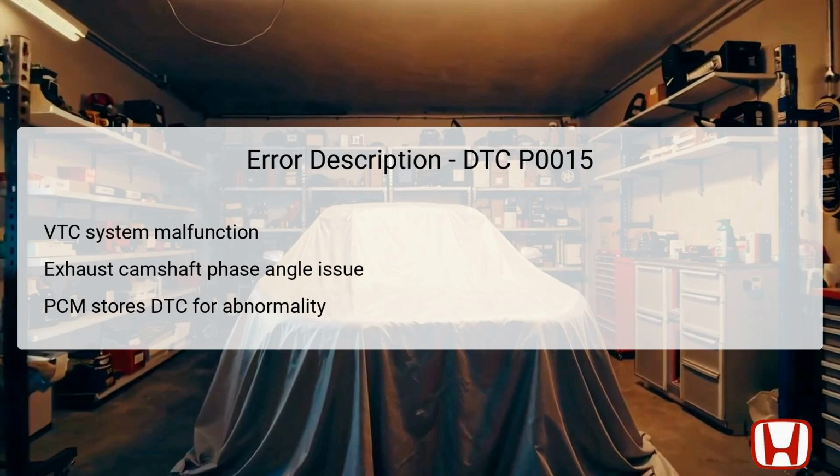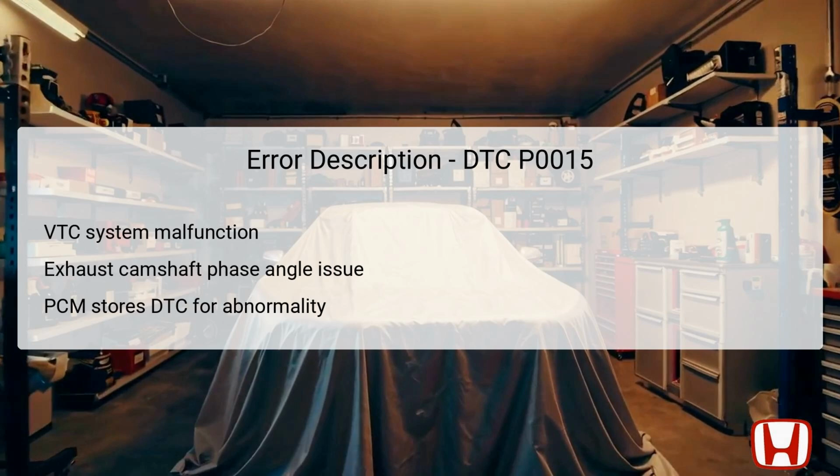The DTC P0015 indicates a malfunction within the variable valve timing system, specifically related to VTC Actuator B, which is responsible for adjusting the timing of the exhaust camshaft. When this actuator doesn't position correctly, it means that the exhaust camshaft phase angle is not aligning with the commanded value, something the Powertrain Control Module, PCM, continuously monitors.